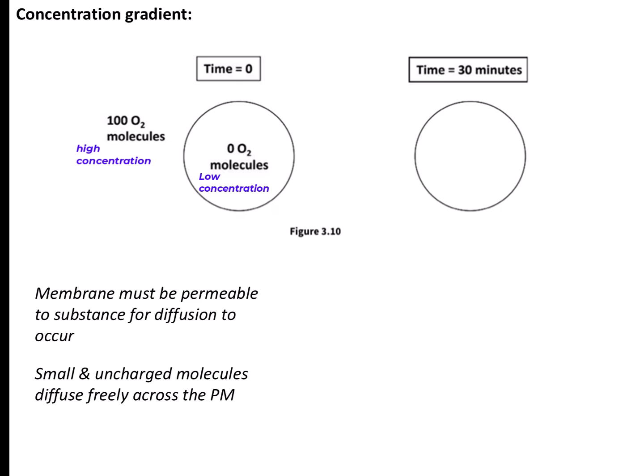Because oxygen is higher outside of the cell and the cell is permeable to oxygen, oxygen will move into the cell from an area of high concentration to an area of low concentration. At the time of 30 minutes, an equilibrium between oxygen movement into and out of the cell has occurred, and the concentration gradient is now eliminated.